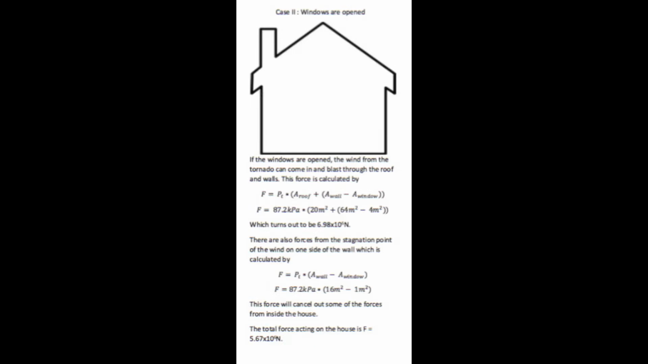The force acting on the house due to stagnation point of the wind on one of the walls is calculated to be 1.4 times 10 to the power of 6 Newton. This stagnation force is from the tornado to the house, while the differential pressure is from the house towards the tornado. That means these forces will cancel out each other. Hence, the total force acting on the house is 2.34 times 10 to the power of 6 Newton.